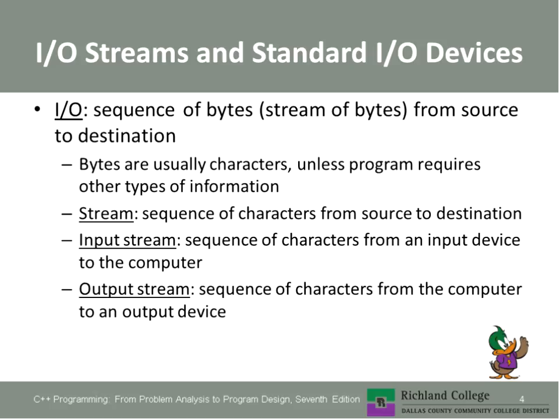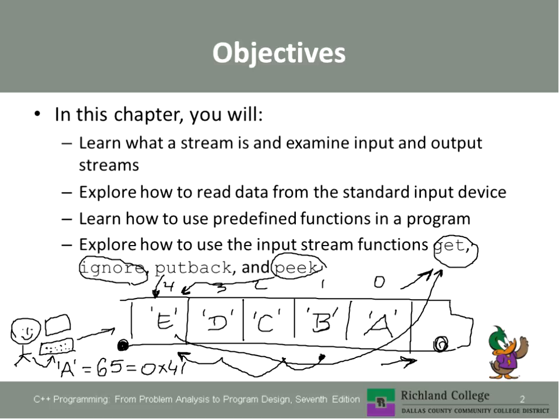So the stream is a sequence of characters from source to destination. The input stream is a sequence of characters from an input device to a computer. And the output stream is a sequence of characters from computer to an output device.